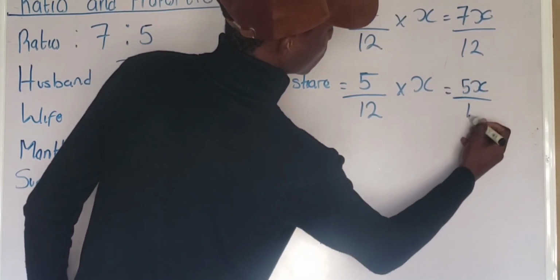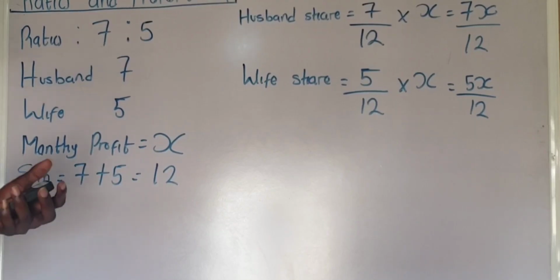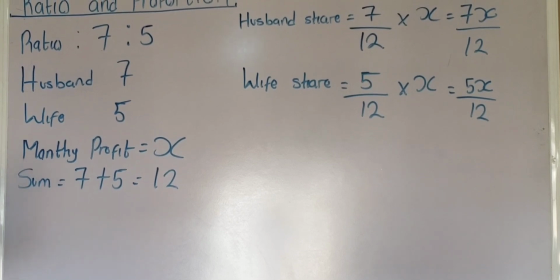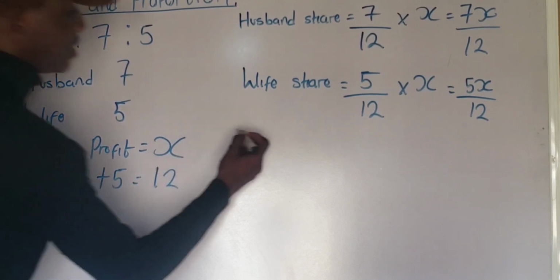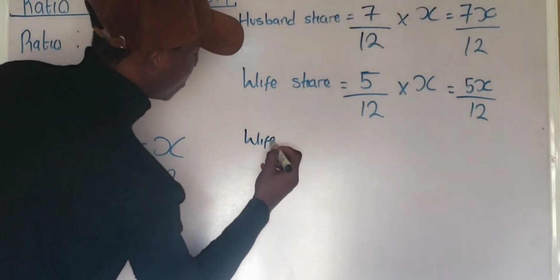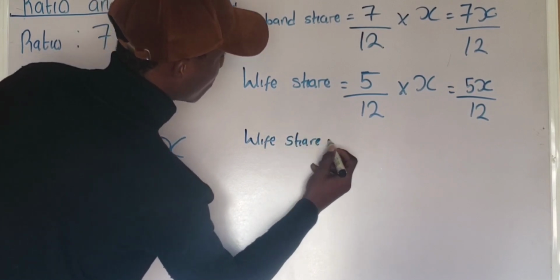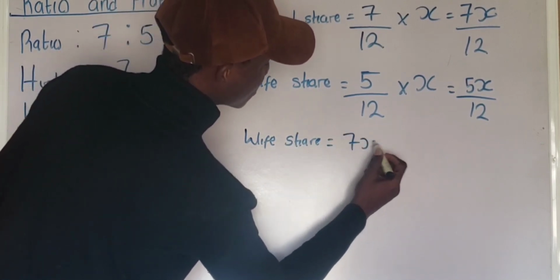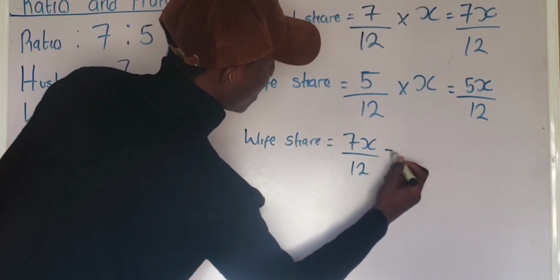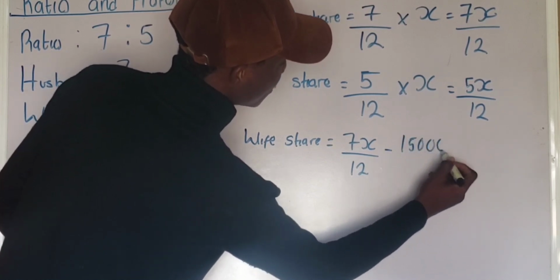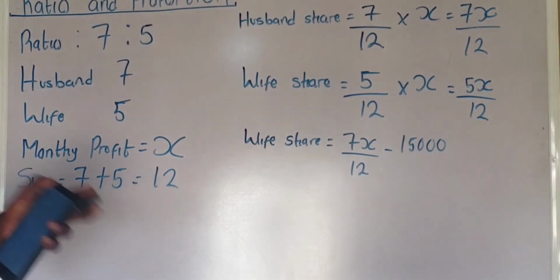5X all over 12. Now we are told in the question that the wife received 15,000 naira less than the husband. This implies that if I know the husband's share and I subtract 15,000 naira from the husband's share, I'm going to get the wife's share. Do you understand? So for this, I can rewrite the wife's share as this. The share of the wife can be equal to 7X all over 12 minus 15,000 naira. Please, do you understand how I got this? It is very simple, okay?